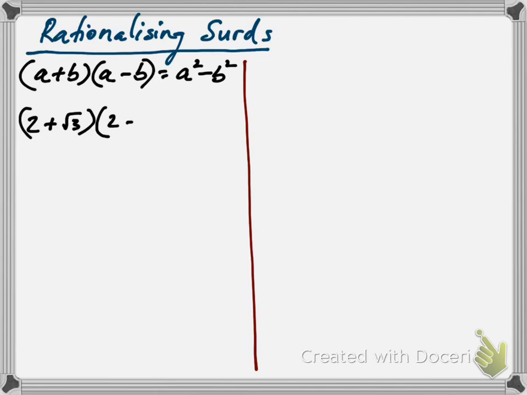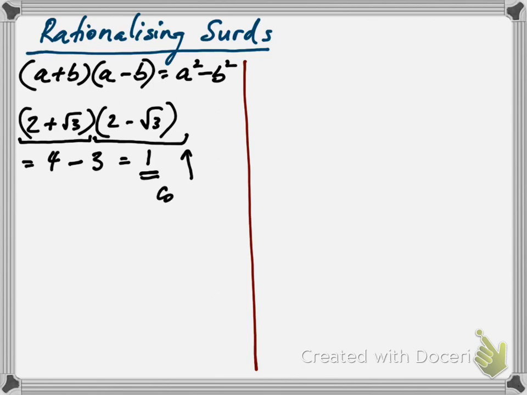times (2 - √3), it'll work as 2 squared, which is a², which is 4, minus the square root of 3 whole thing squared, which is 3, and you get 1 as your answer. So that's if you take a surd and multiply it with its conjugate, you end up with an integer, a number which has no surds in it. It's a rational number instead of an irrational one.